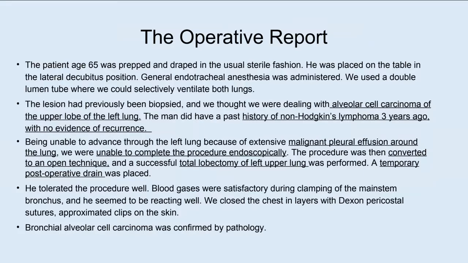So let's go back to the op report. I have underlined the words we will need in order to select the correct codes. So what do we have? Alveolar cell carcinoma, upper lobe, left lung. Past history of non-Hodgkin's lymphoma 3 years ago, no recurrence. Malignant pleural effusion around the lungs, unable to complete the procedure endoscopically, converted to open procedure, total lobectomy, upper left upper lung, temporary post-operative drain. So this is what we need. This is what we pull out of this.